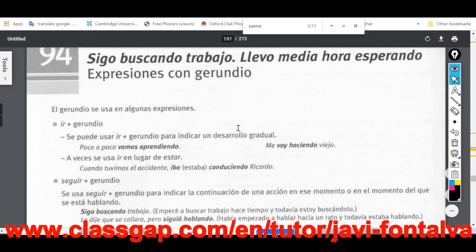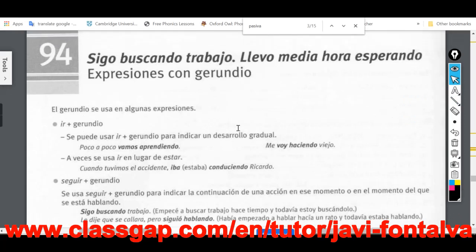So where can you find this? We've seen it the other day, when you say I am talking, I am speaking. With this one, you're going to use estar, right? And it can be in the past also. I was talking. Any tense, past, future. So you're going to have estar más gerundio. I am working, I was walking, I will be walking, whatever.